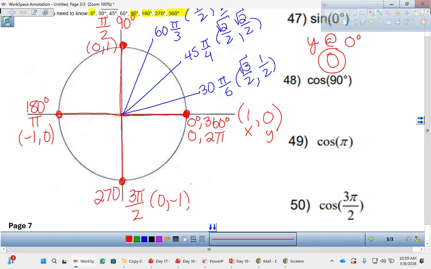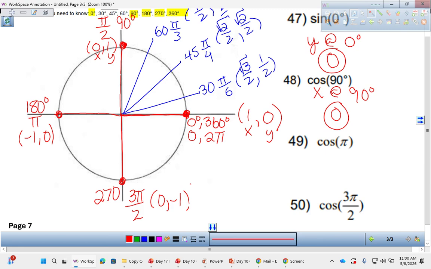Cosine of 90 is basically saying, what is the x value, because cosine is x. What is the x value at 90 degrees? So I go to 90 degrees. There's my coordinate point, and the x value is 0. So the cosine of 90 is 0. You guys following what I'm doing here?